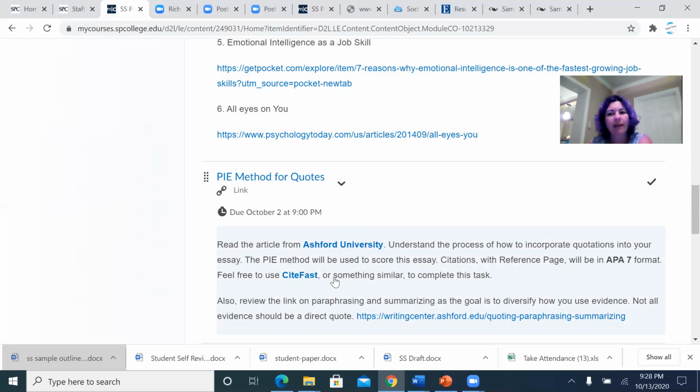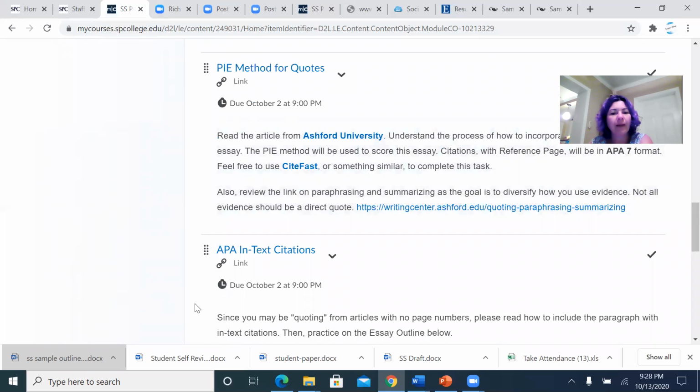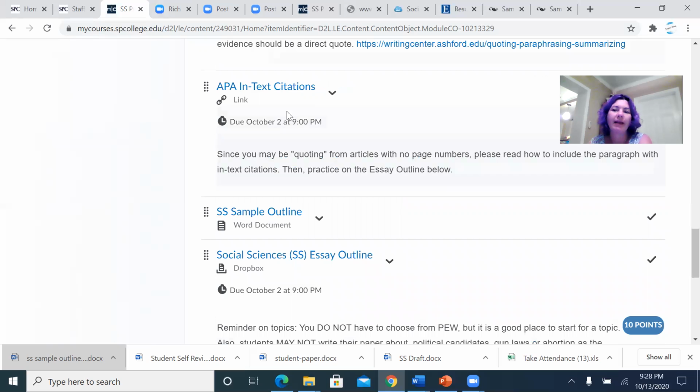Okay, so the PIE method for quotes is similar to PEEL, but it just reiterates the need to signal that information is coming from elsewhere, appropriately cite, and then explain. So review the PIE method, and again, review APA in-text citation expectations.